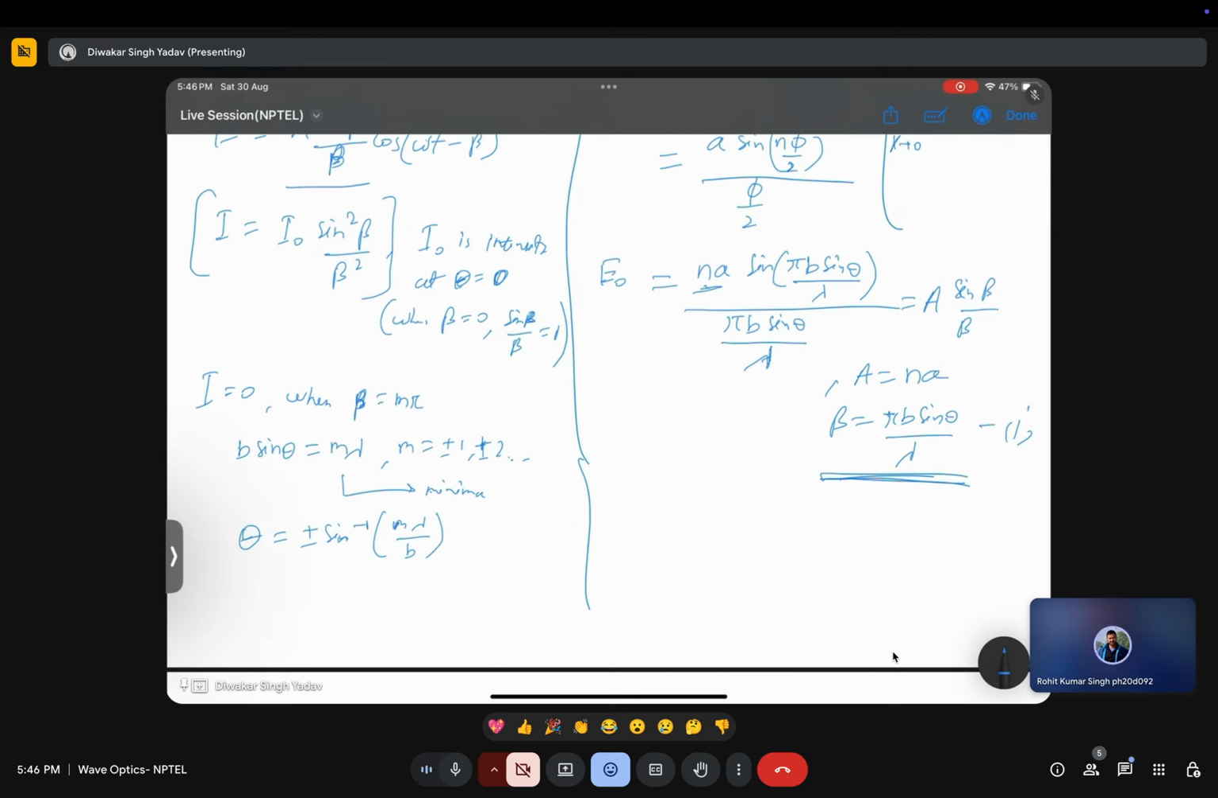One thing you can notice here is that since sine theta cannot be greater than 1, m must be less than b by lambda. So the maximum m that can be there is the nearest integer to b by lambda, basically. Okay, so it's an interesting thing to notice.